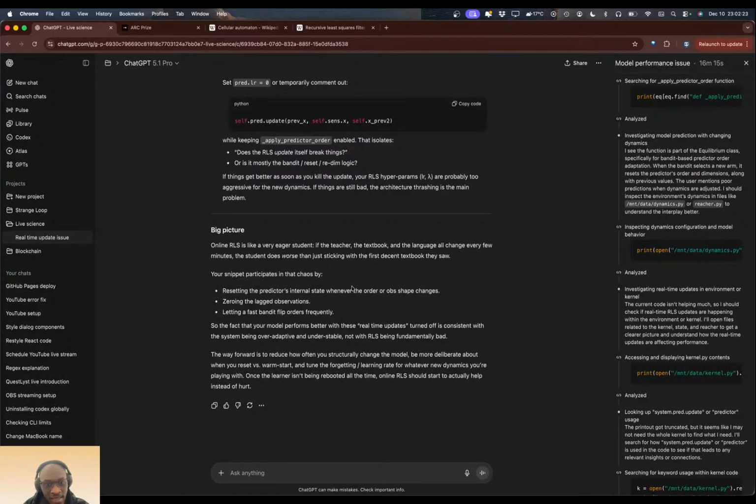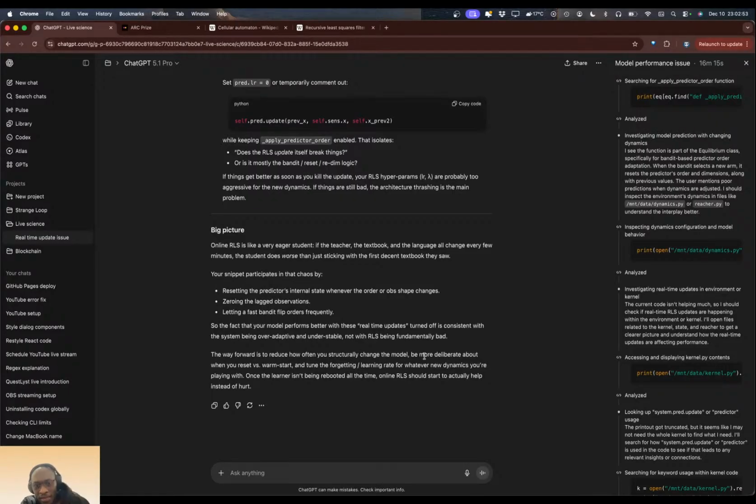Resetting the predictor's internal state whenever the order or observation shape changes, zeroing the lagged. So the fact that your model performs better with this turned off is consistent with the system being over-adaptive and under-stable, not with the fundamental model being bad. The way forward is to reduce how often you structurally change the model.